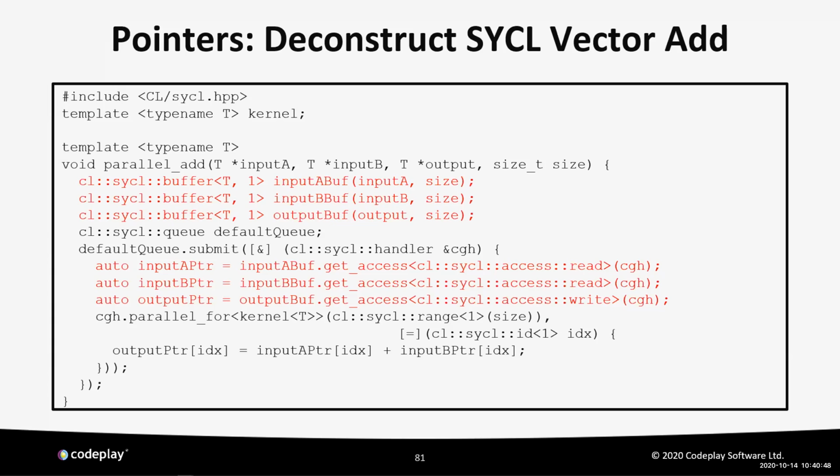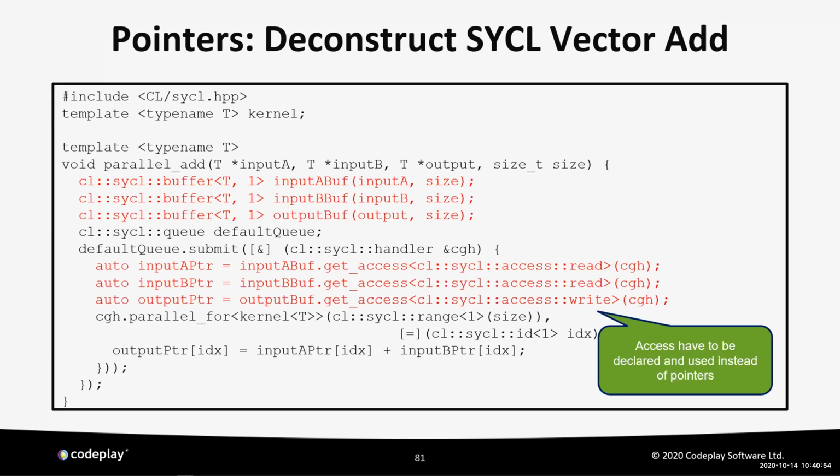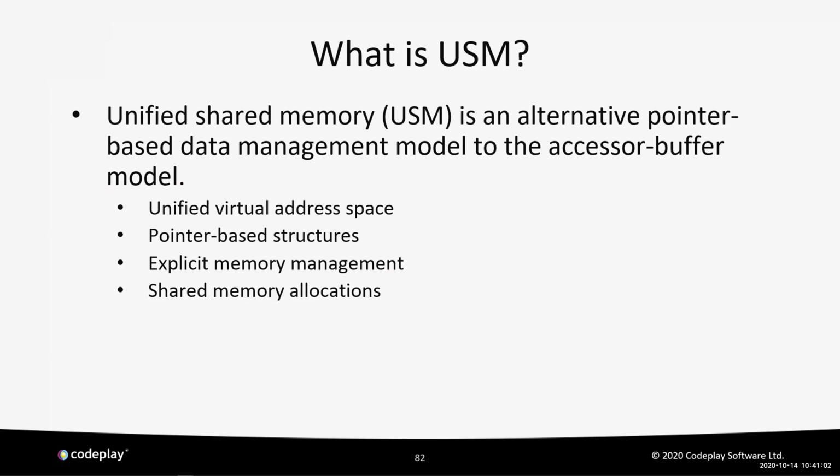I have to build a buffer around the pointer, a C++ object. I have to build this accessor dependency graph. And the accessors have to be declared and used instead of pointers. All of our pointers became buffers, essentially. So this leads me into what is USM. This is Unified Shared Memory.